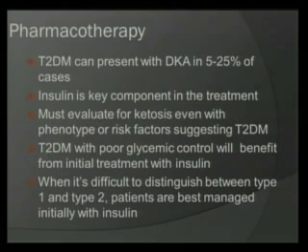And when it's difficult to distinguish between type 1 and type 2 disease, like if we have an obese child presenting with ketosis, these patients are best managed initially by insulin therapy, while appropriate tests are performed to differentiate between type 1 and type 2. After that, they can be weaned gradually from insulin therapy and managed with metformin and lifestyle.